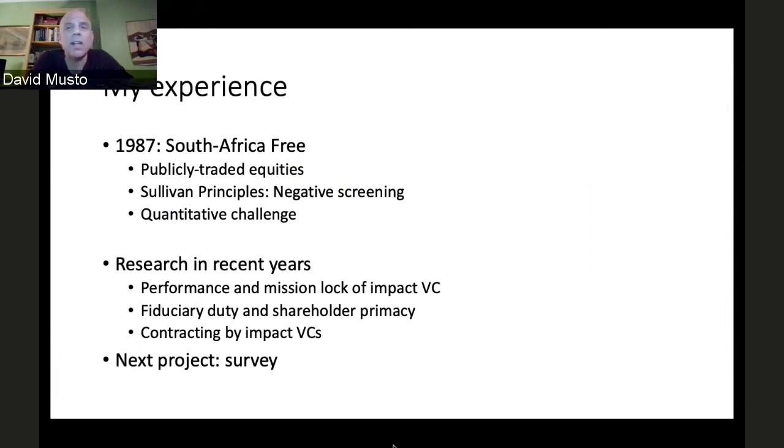Our next project, I should add, is something that's more in the ESG than the impact space, and that is a survey we're about to launch of corporations on governance by active versus index funds, which is becoming a big issue in the U.S. And that's a survey that we're going to launch. Okay, so next slide.